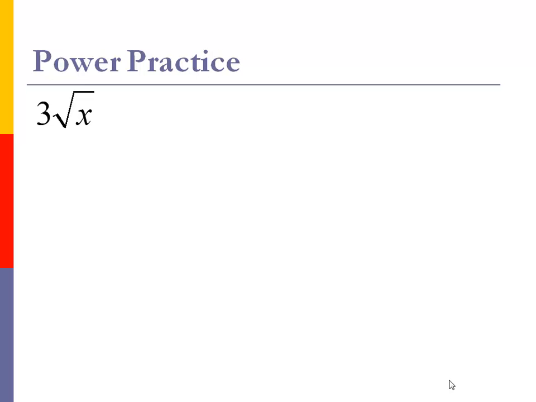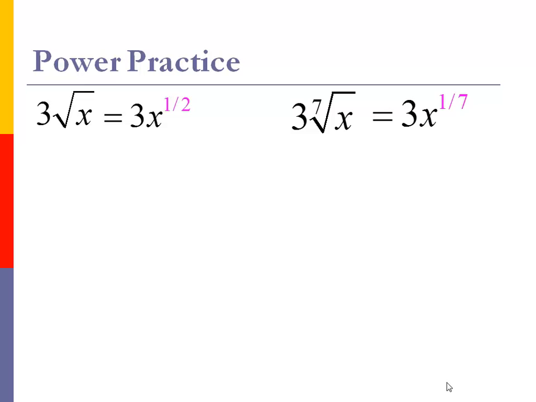And now we've got 3 square root of x. Well, if you remember, square root of x is just a 1/2 power. The 3 doesn't get it because the 3 is outside the square root, so only the x variable is getting the 1/2 power. If you're looking at something like 3 times the 7th root of x, hopefully you remember that the 7th root is just a 1/7 power. And once again, the 3's outside, so the 3 does not get the power.